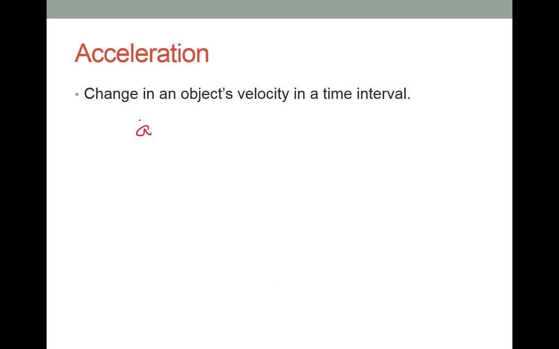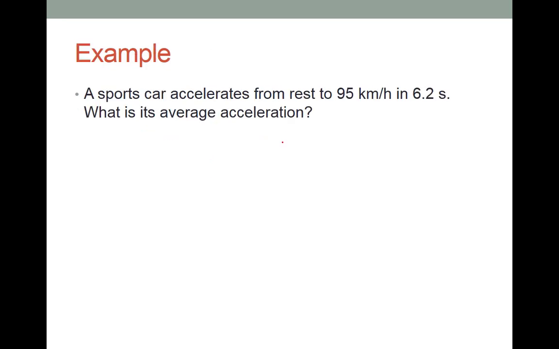So acceleration is the change in. Remember, that's that triangle that means change in velocity over a time interval. And just like with velocity, you might also see it written with a delta t, okay? It's a vector. Direction of acceleration matters. So let's do an example really quick where we do a sample calculation, okay?